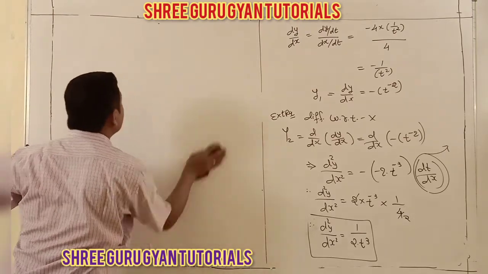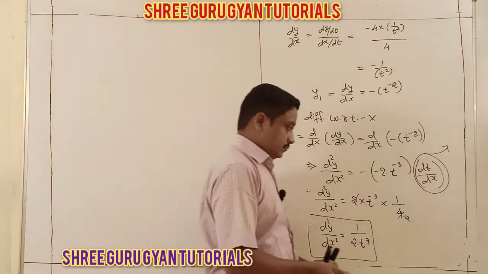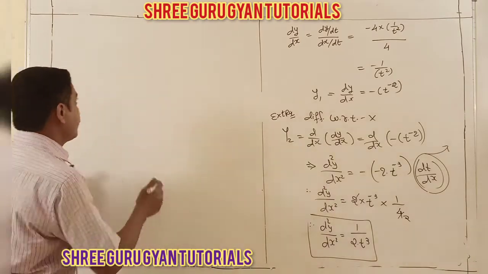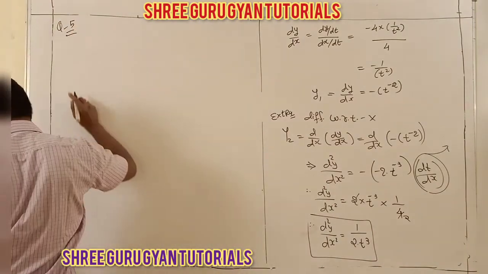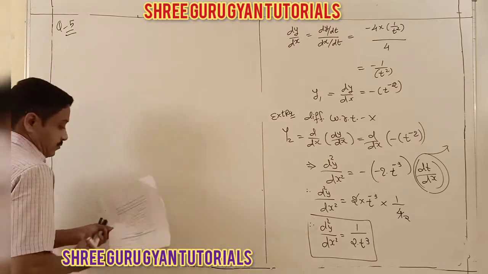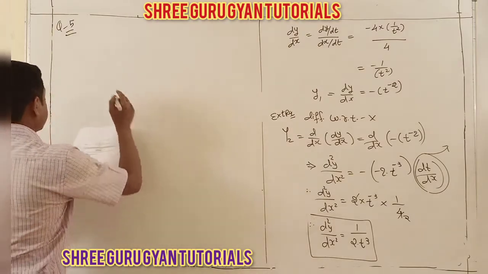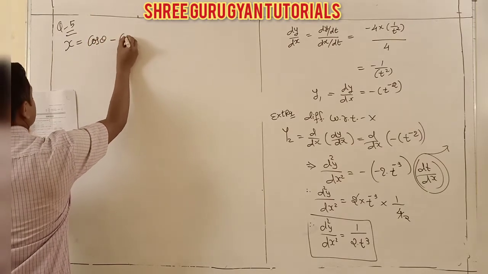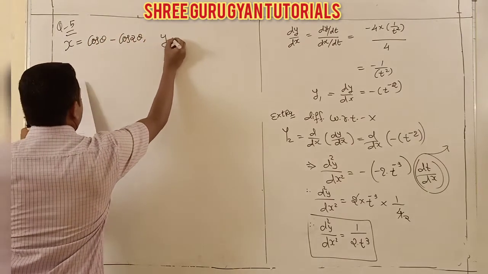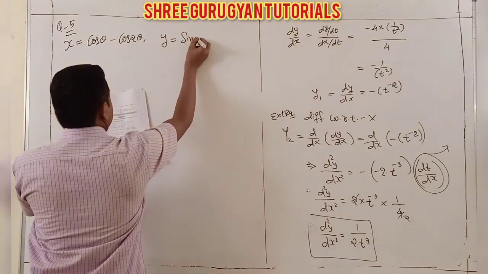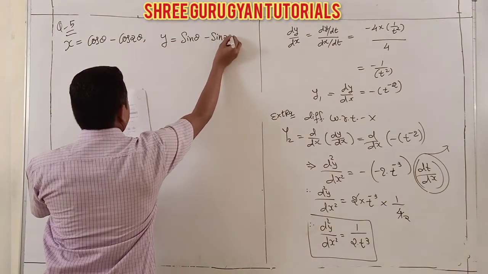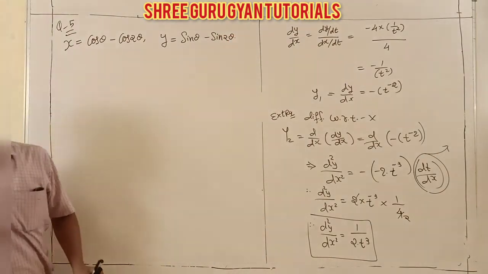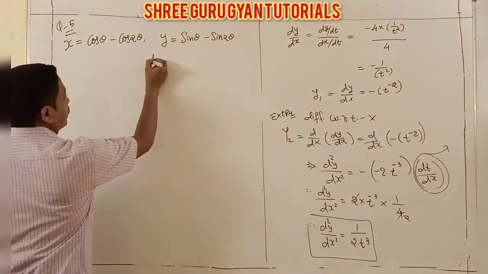Now the fifth one. The fifth is also a very interesting question. x is equal to cos theta minus cos 2 theta, and y is equal to sin theta minus sin 2 theta. Find the derivative, only first order. In this question, students, only the first order is asked, not the second order.